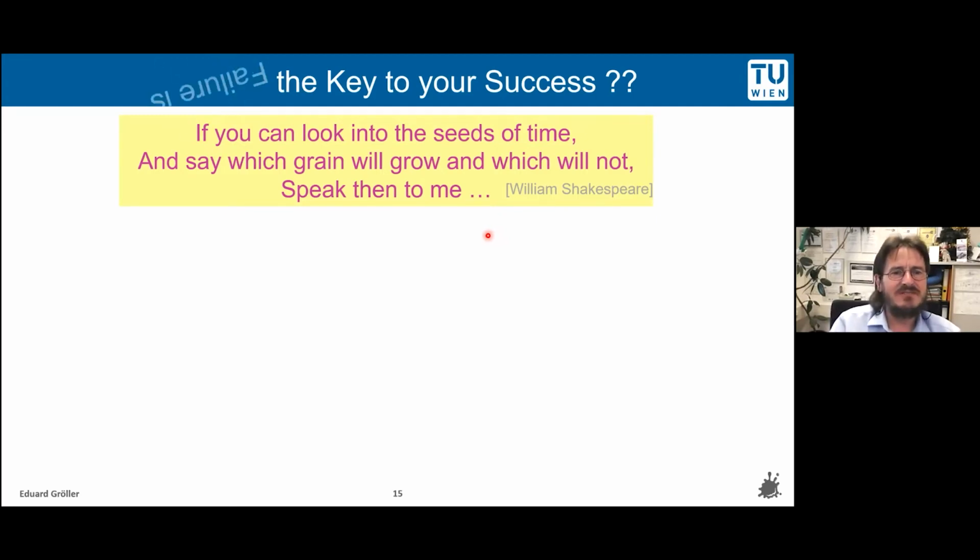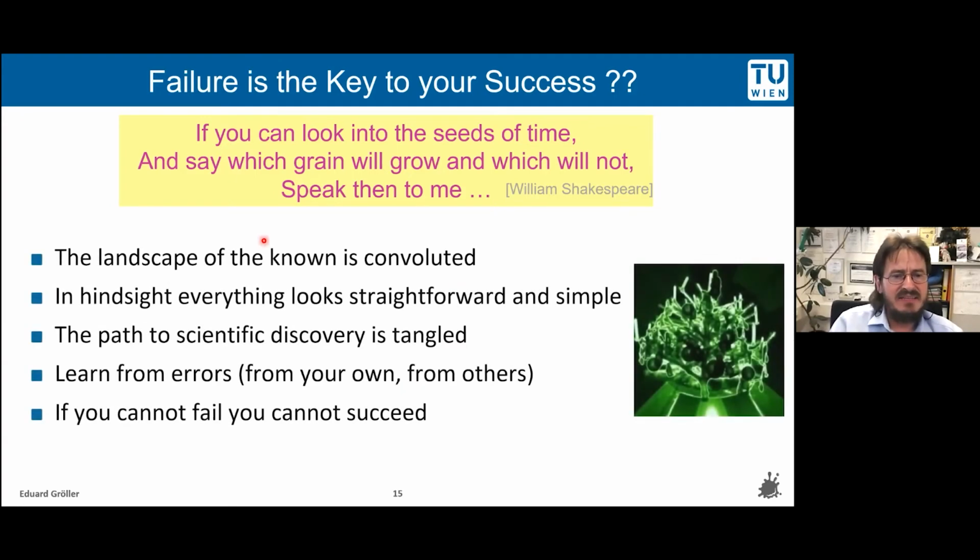So what's the key to success? It's failure in a way. It means research is a search process. It's not a linear process where you are walking from point A to B because you don't know where point B is. The landscape of the known is convoluted. So here I've used this tree metaphor. Actually, this is a Christmas tree we scanned in a CT some years ago. So research should also be fun. You should really enjoy it in a way.